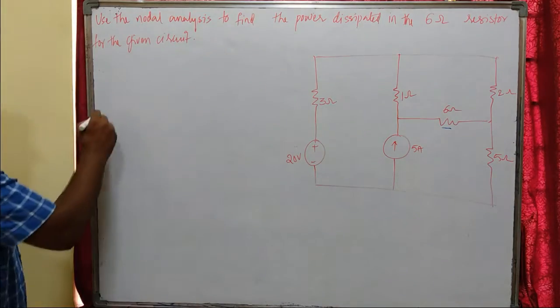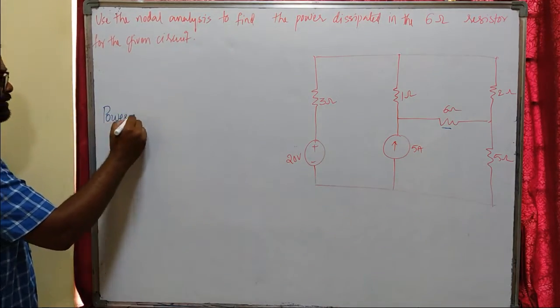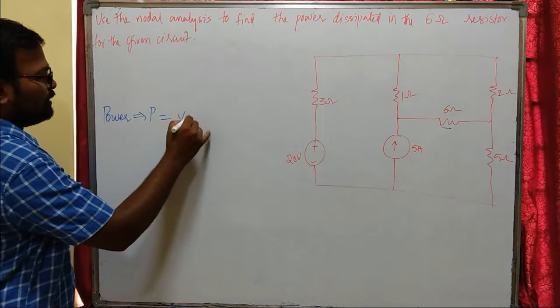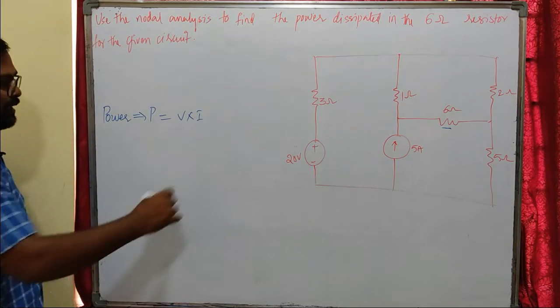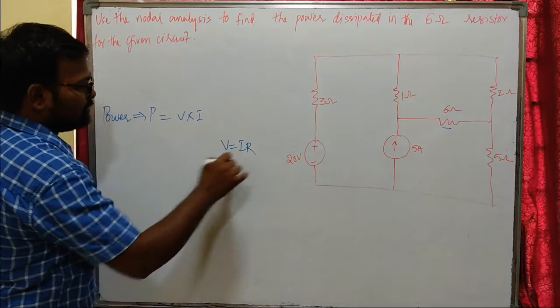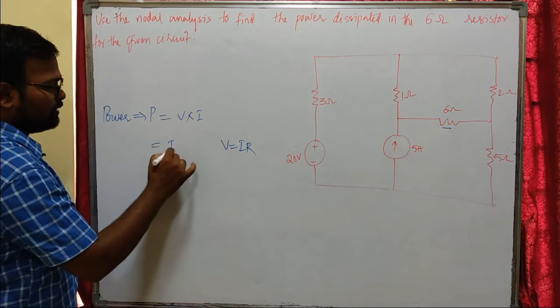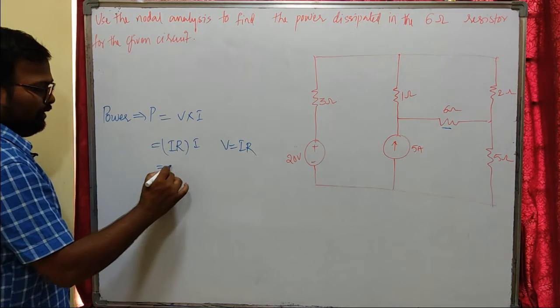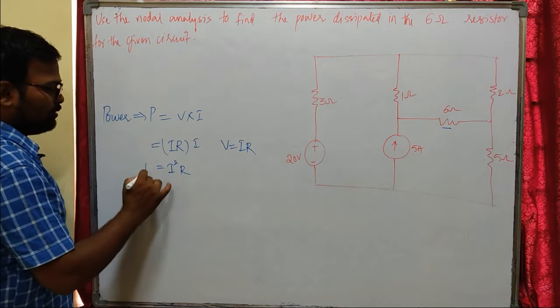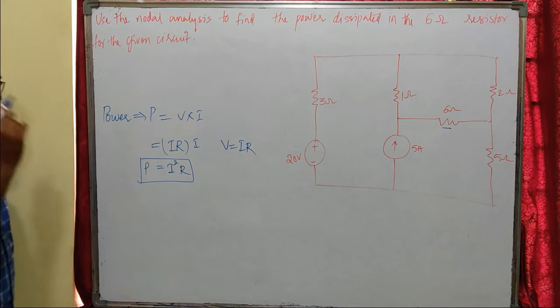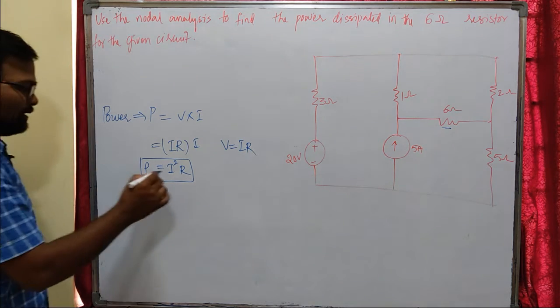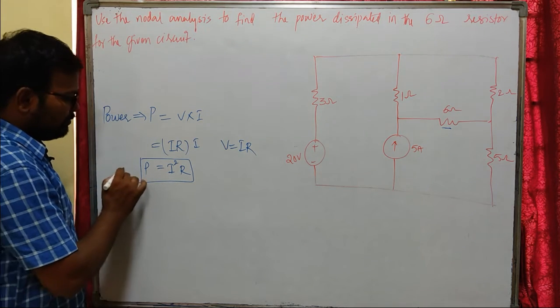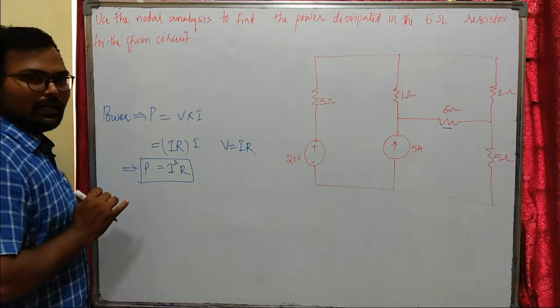So what is power here? Power, I have told you in the earlier classes, is P equal to voltage into current. According to Ohm's law we have the expression V equal to IR. So I am going to substitute this. I am replacing V with IR, that will be I into R into I. So that will be I square into R. So power equals I square into R, where R is the resistor and I is the current through the resistor. So if you want to find the power, we need to find the current through the resistor.